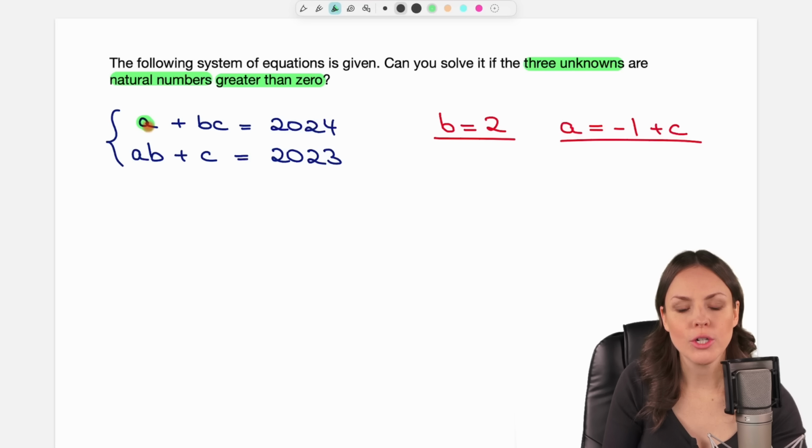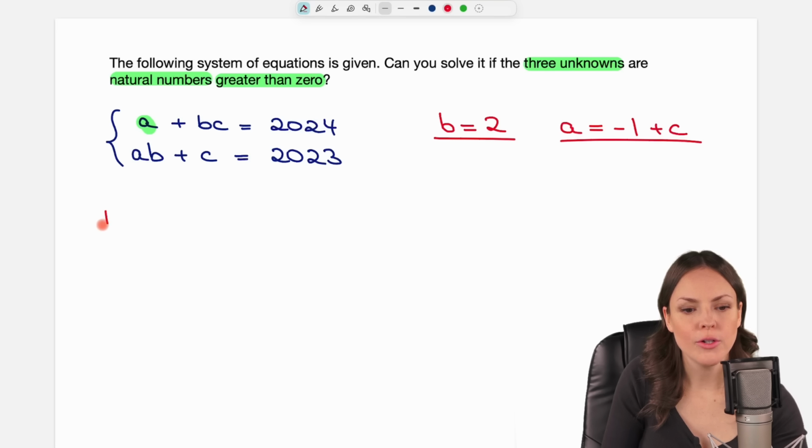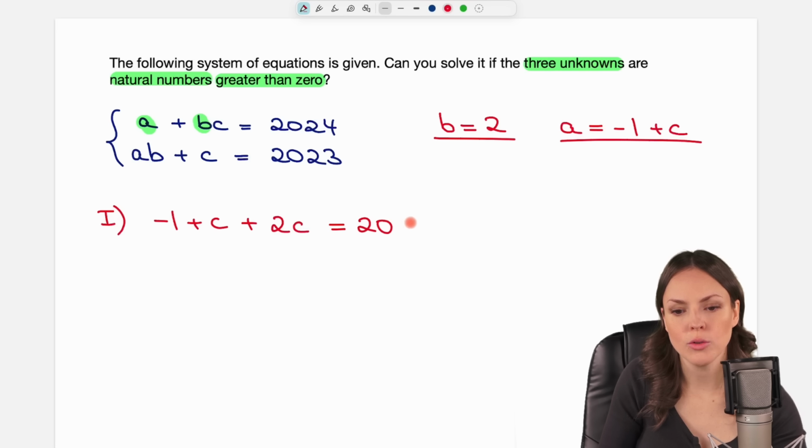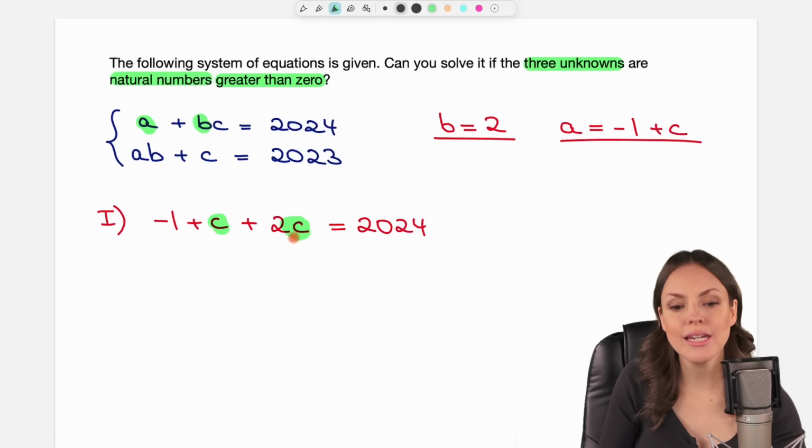Maybe let's insert into our first equation what we have found so far. So in our first equation, instead of a, I'm going to write down -1 plus c. Then I have the plus. Instead of b, I'm going to insert 2, so I have 2c here. And on the other side, we have 2024. And now we only have to solve this equation for c. We have 1c here plus 2c here, which gives us 3c. So instead of this, I'm going to write down 3c.